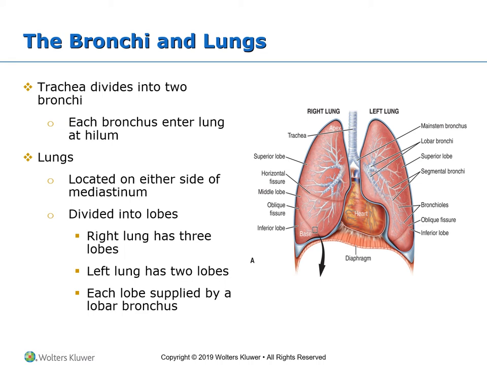Because of this vertical deployment of the right lung main stem, whenever a foreign body is inhaled, it is most likely to enter and lodge into the right main stem. Both right and left bronchi will enter the lungs in a depression called the hilum, along with blood vessels and nerves, and that region is also known as the root of the lung.